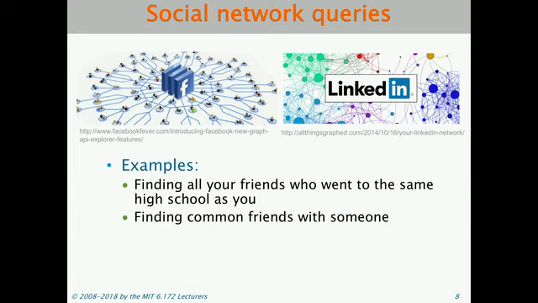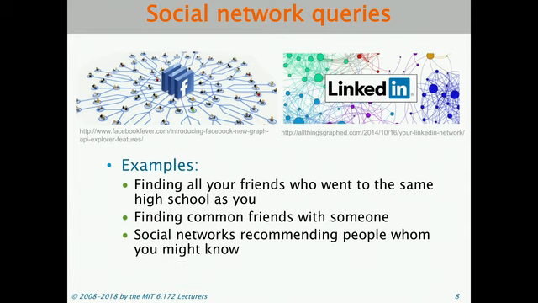You might also be interested in finding all the common friends you have with somebody else. Again, a graph algorithm. And a social network service might run a graph algorithm to recommend people that you might know and want to become friends with. And they might use a graph algorithm to recommend certain products that you might be interested in. So these are all examples of social network queries, and there are many other queries that you might be interested in running on a social network, and many of them can be implemented using graph algorithms.